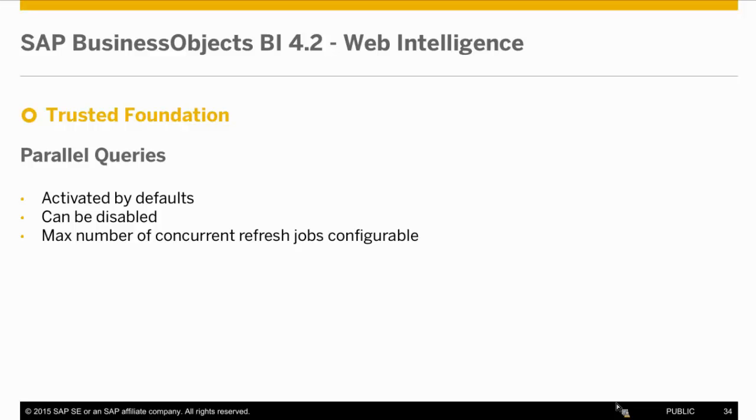Parallel queries do not work yet if the data source is BW. So either over the BICS or through the Universe connection with an OLAP engine behind it, the BW functionality is at the GA release not yet supported.